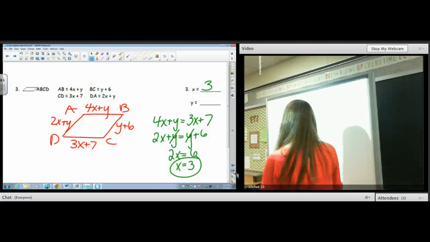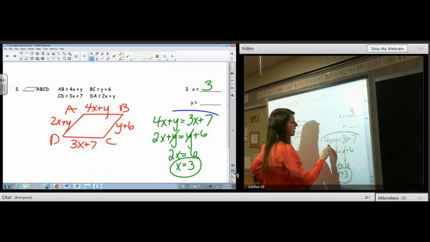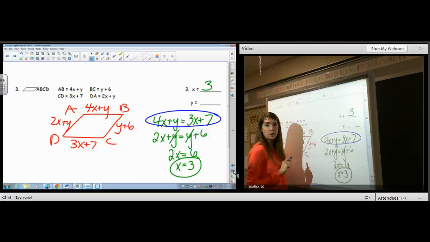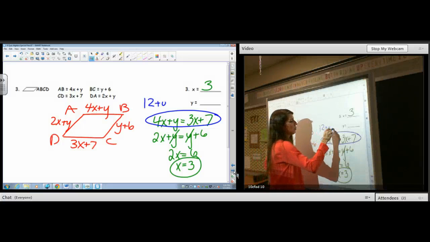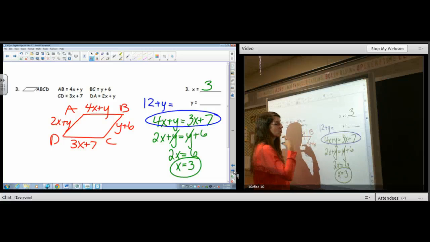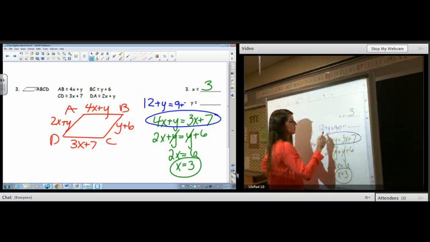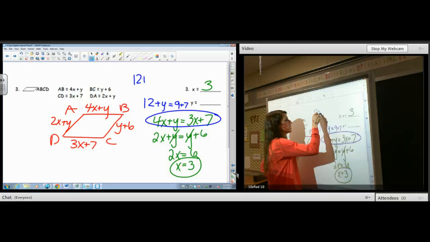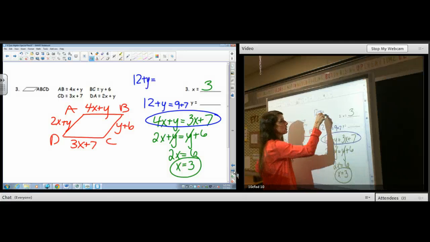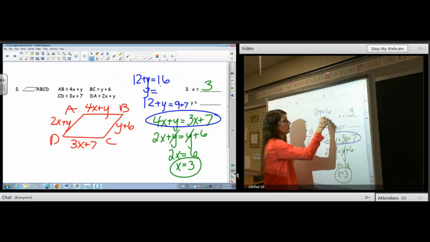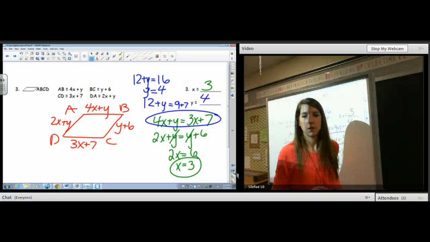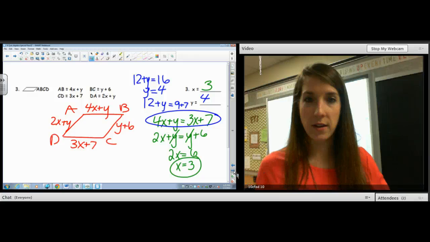Let's plug it into the one we haven't touched yet. Let's plug it in here. Instead of x, I'm going to put 3. 4 times 3, 12. Plus y equals 3 times 3, 9, plus 7. So 12 plus y equals 16. y equals 16 minus 12. So y equals 4. So we got x = 3 and y = 4.